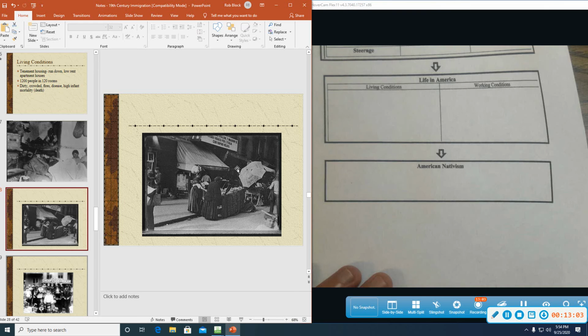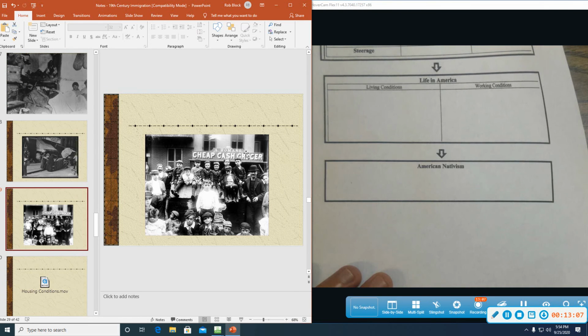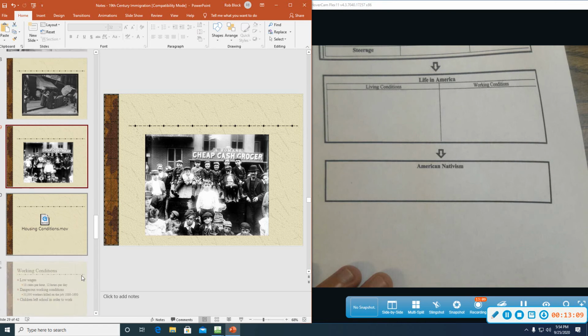All right, so here's an ethnic neighborhood of immigrants. Here's Romano, must be Italian.